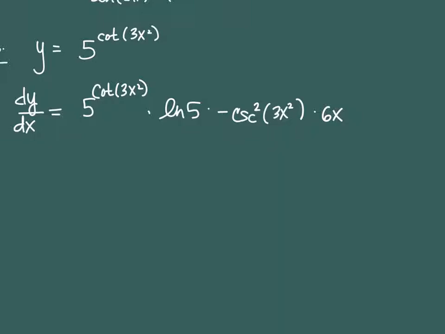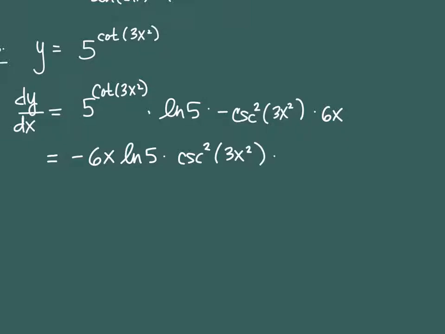And so you've got all of this to put together. And so what's going to lead out is the negative. The 6x would come next because it was the polynomial piece. Then the constant natural log 5. Then the squared cosecant of the quantity 3x squared.